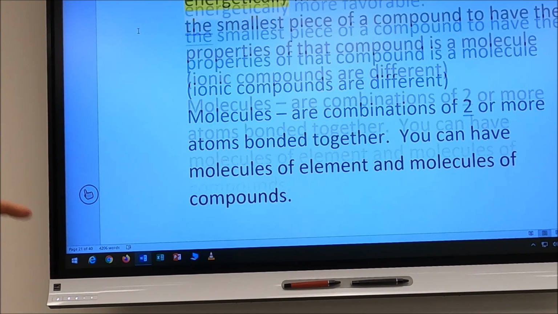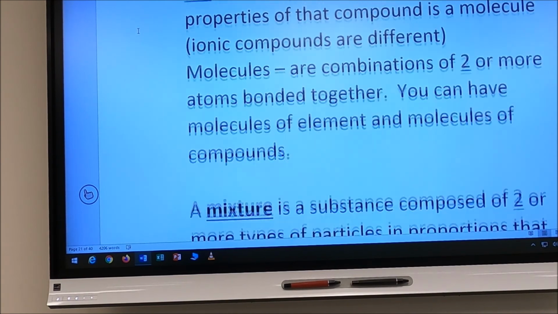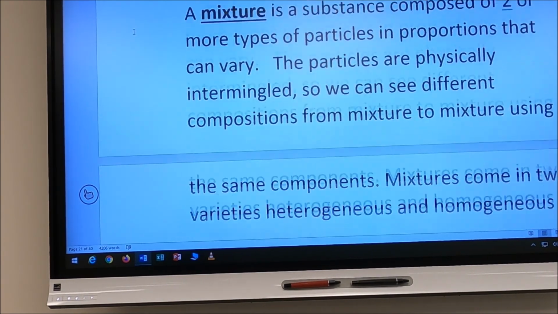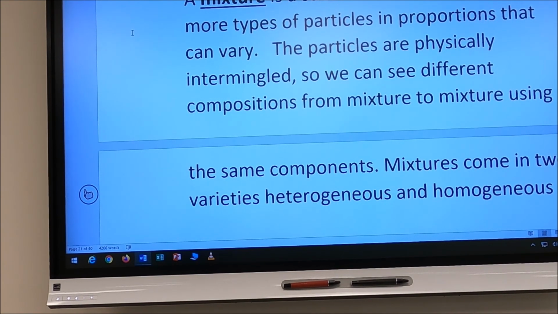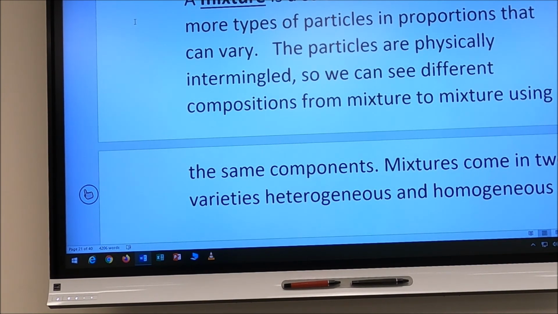Molecules. Just a reminder, it's a combination of two or more atoms bonded together. You have molecules of an element, you have molecules of a compound. A mixture is a substance composed of two or more types of particles in proportions that can vary, and the particles are physically intermingled. That means they're not super glued, they're not handcuffed together, they're just casually hanging out. So a mixture can have a varying composition.